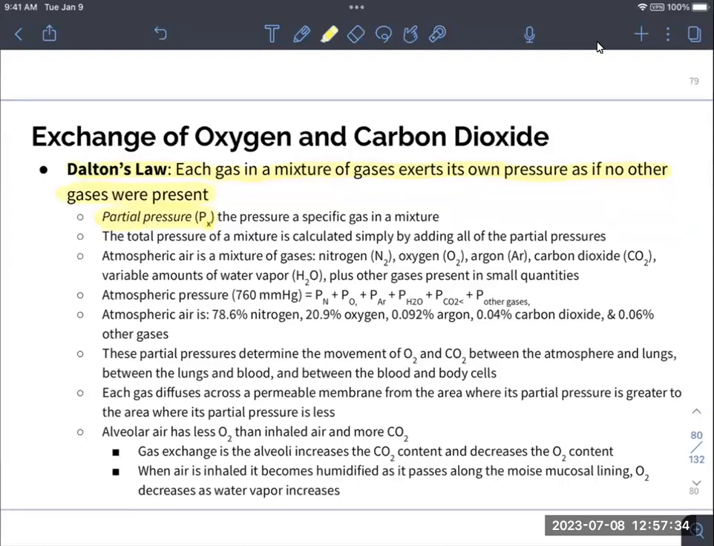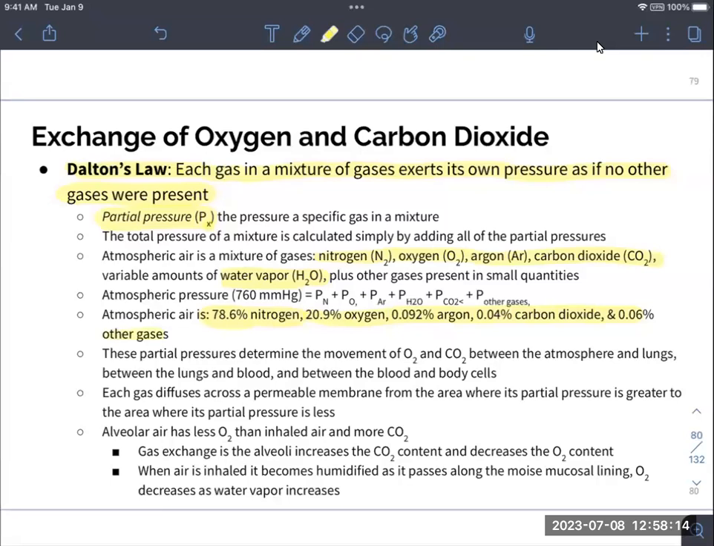These are the different gases that are found in the atmosphere. So our atmosphere, whenever we breathe in, it's a mixture of nitrogen, oxygen, argon, and carbon dioxide. There's also water vapor. There are even other gases that are in such small quantities that we don't necessarily talk about those. The air we're breathing in is about 78.6% nitrogen, 20% oxygen, argon, carbon dioxide, and then 0.06% is even those other gases that are found in the air.